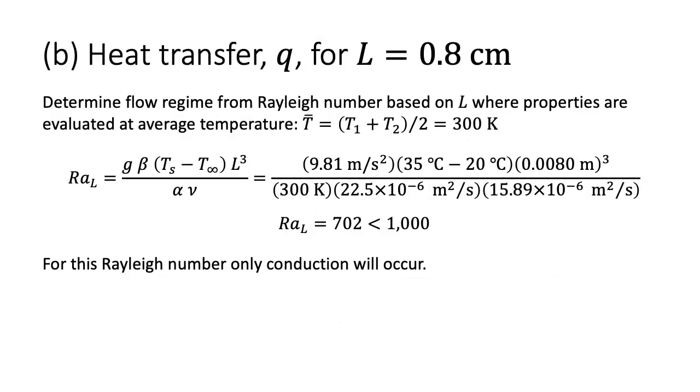For part B, we again begin by checking for advection by calculating the Rayleigh number at the average air temperature of 300 Kelvin. Substituting in values, we get a Rayleigh number of about 702. Thus, we conclude that the air will remain stationary and the only mode of heat transfer will be conduction, since we are neglecting radiation.